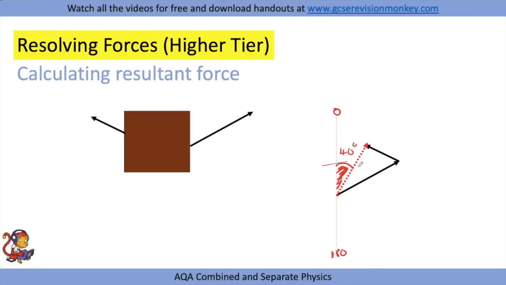And you could also be asked to use a scale diagram to calculate the size of that force. So they'd have to give you some values here in order to measure the scale diagram. For example, if they told you that was 5 newtons, you could measure that line in centimetres and work out what each centimetre would be worth in newtons, and then calculate the size of that force.